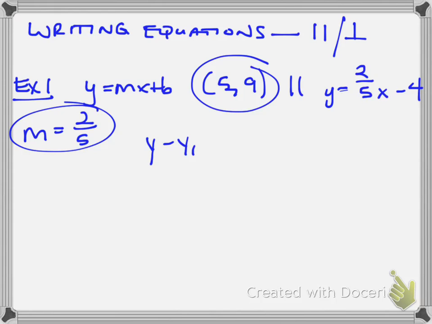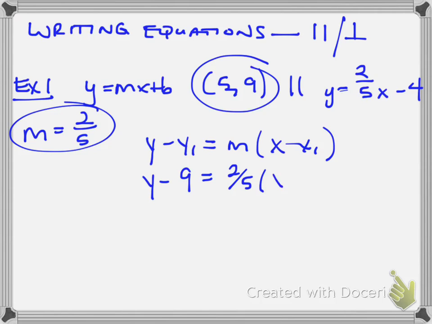Y minus y1 equals... okay? That's what I mean. Okay, so that's the point slope formula, excuse me. So how do I solve that? You plug the numbers in. So go ahead and plug it in. What do I have? Somebody help me out. Plug it in. Y minus 9 equals 2/5 times x minus 5.